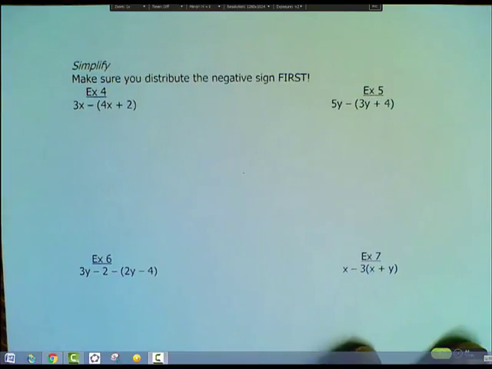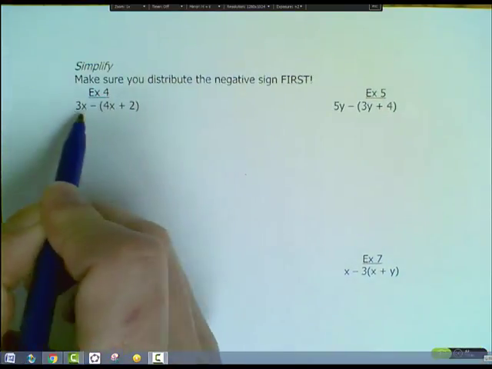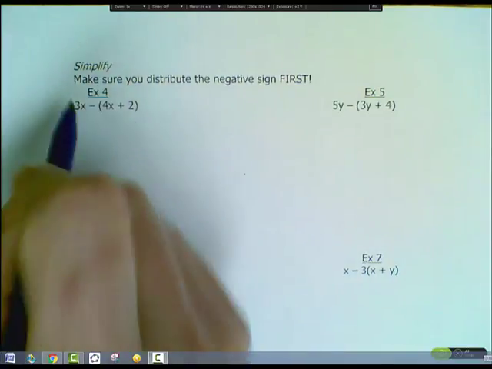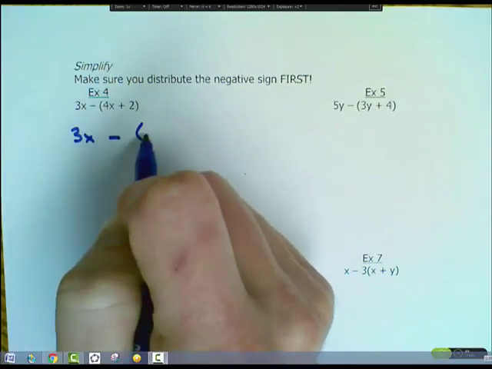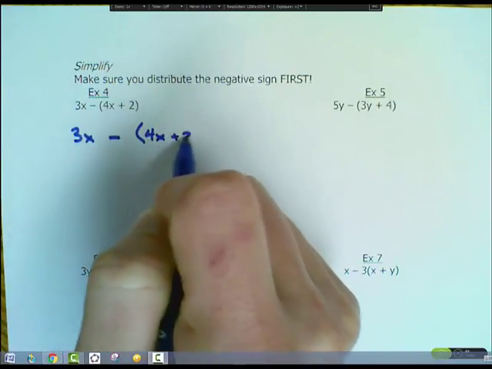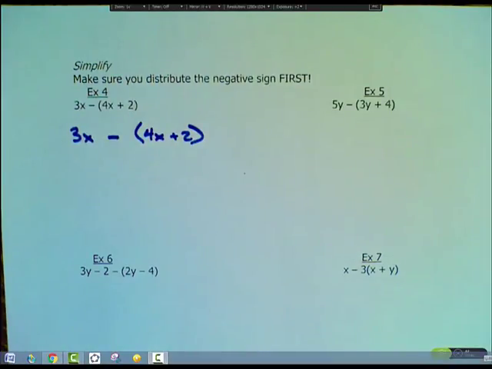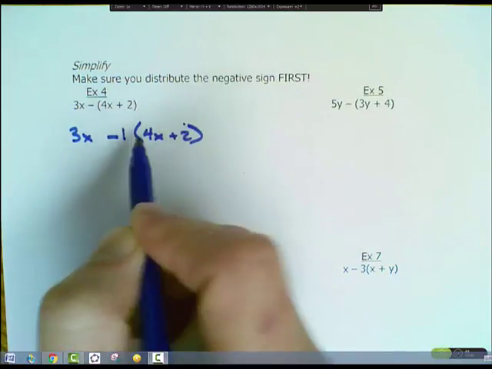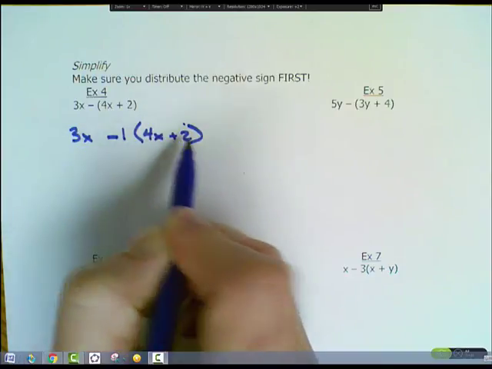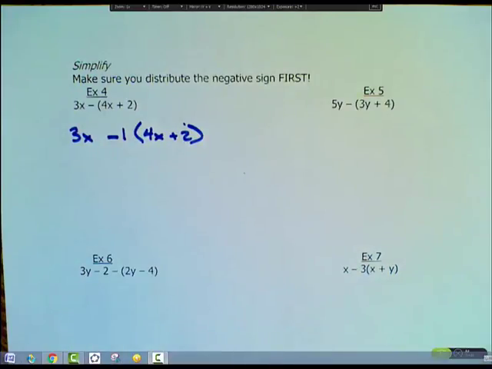On to the back here. So now they start to incorporate a little bit more. What they're going to do now is put a term out in front. All right, so what's this problem saying? We have 3x minus all of this, 4x plus 2. Same strategy as before, whether you're more comfortable distributing a negative 1 or taking the opposite of everything inside the parentheses, it's your choice.